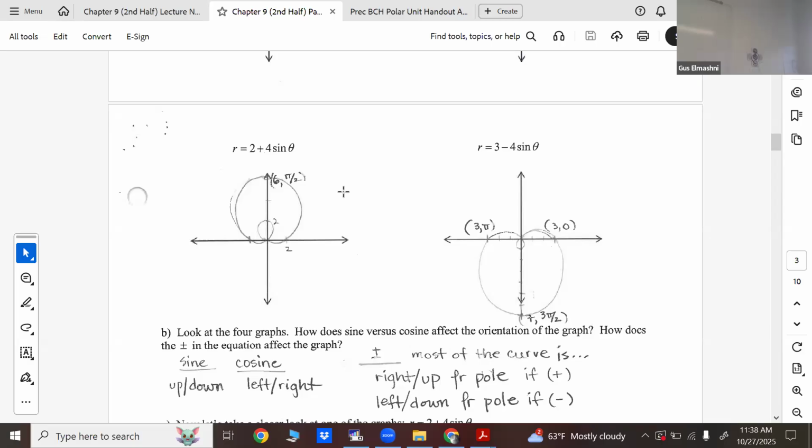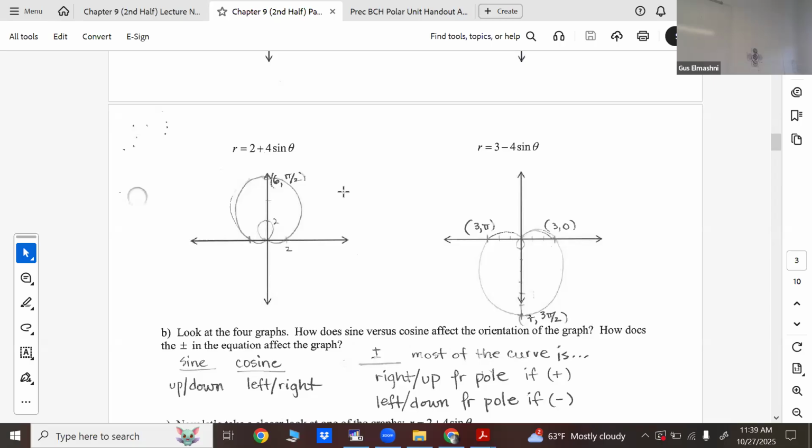If I plug in 3 pi over 2, what's sine 3 pi over 2? What's 4 times -1? What's 2 minus 4? So I'm at 3 pi over 2 here, but because r is negative, guess what? I'm not going to stay there. So that's why the top of the inner loop was determined at 3 pi over 2. I touched the pole, 3 pi over 2, but actually it was down here, but it got flipped over. And I just keep going.